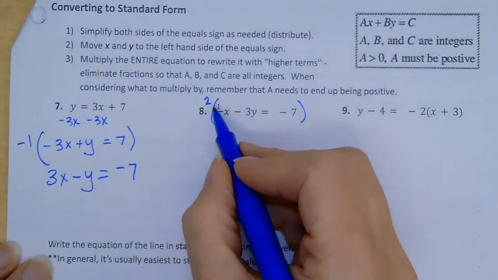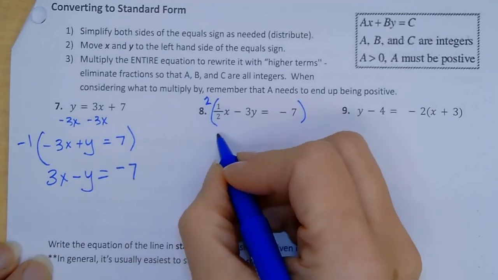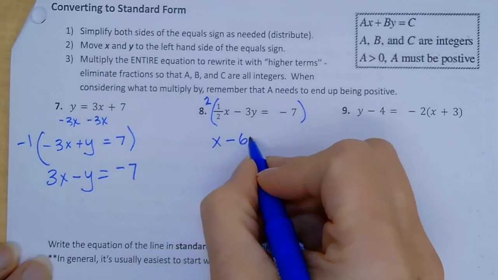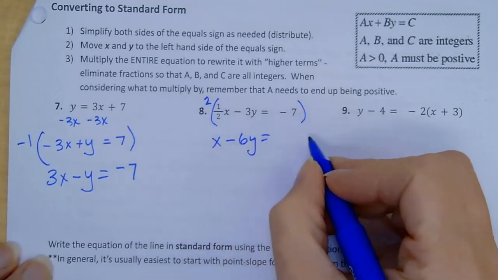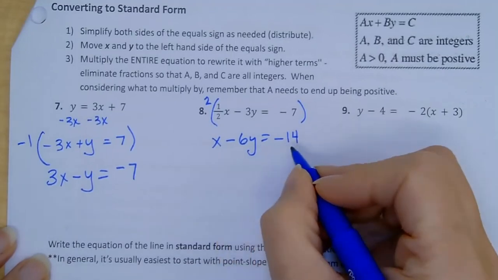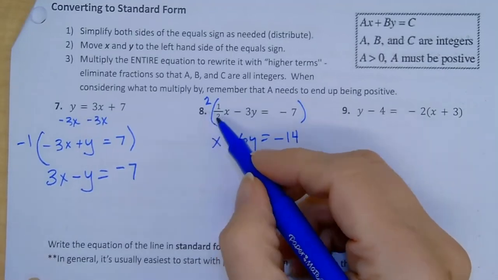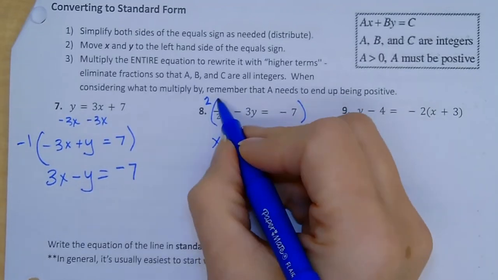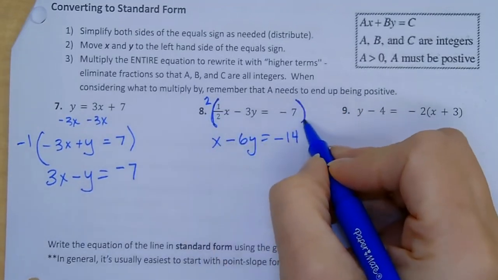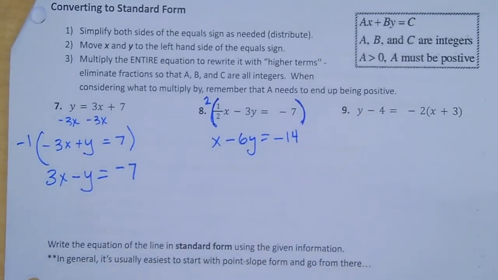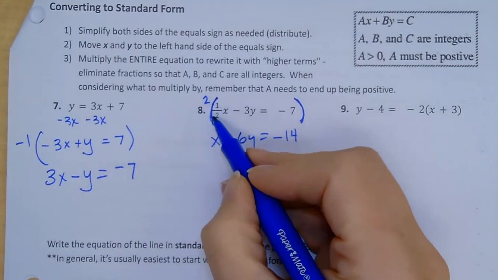Okay, so I'm going to multiply 2 times 1/2, and I get x. 2 times -3, and I get -6 times y. And 2 times -7 is -14. So make sure that you feel comfortable with me multiplying the entire equation by 2 there. We so far haven't really shown that we're multiplying absolutely everything in an equation by a number. So this is what I mean, every single term.